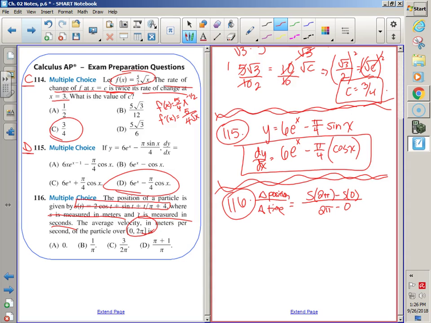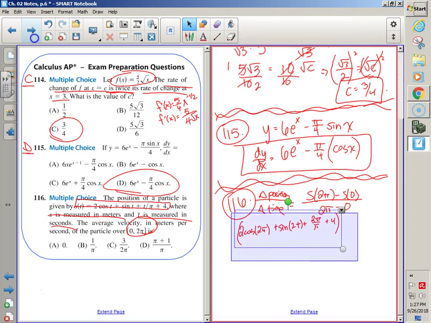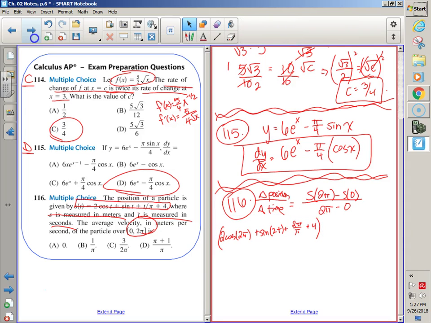Non-calculator all day long, because what is not here? Decimals. They're not there. So how do you do this by hand? Plug it in, unit circle. It's okay, you can whine, you can complain, but you have to find it. So S of B would be 2 cosine of 2 pi plus sine of 2 pi plus 2 pi over pi plus 4. It's okay, complain, but keep going.